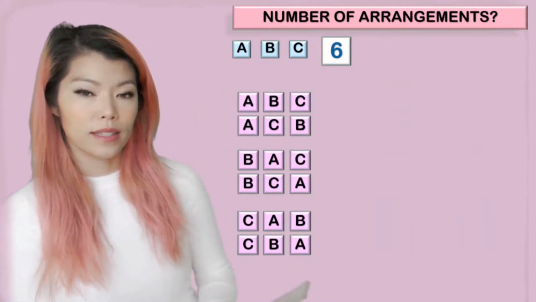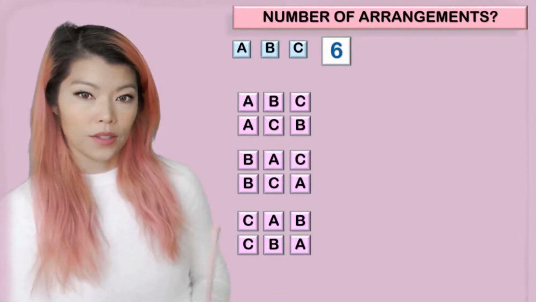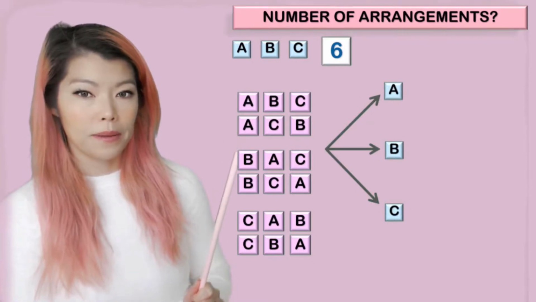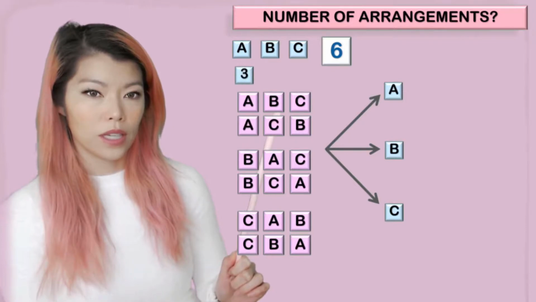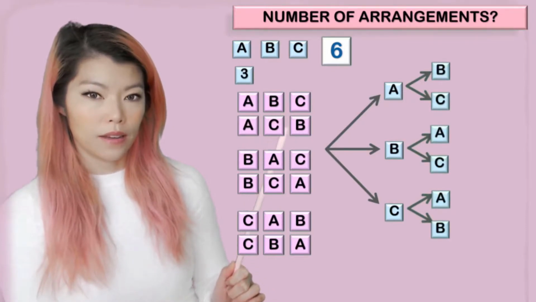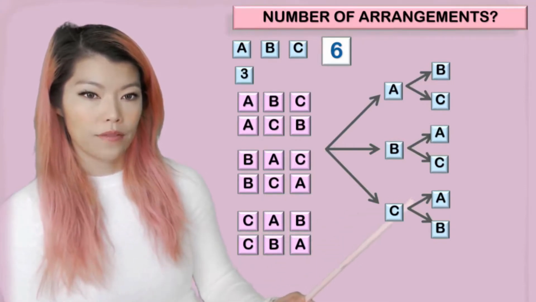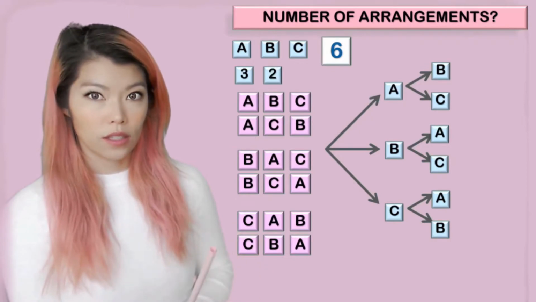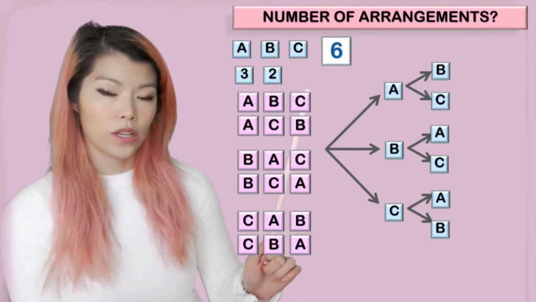Well, let's have a look at the simple one and find a pattern for the more complicated one. So first of all, in the first section, we have a choice of A, B, or C. If we pick A, we have B or C to choose from. If we pick B, we have A or C. If we pick C, we have A or B. So in the second section, we have 2 choices to choose from. And in the third section, well, there's only one choice left.